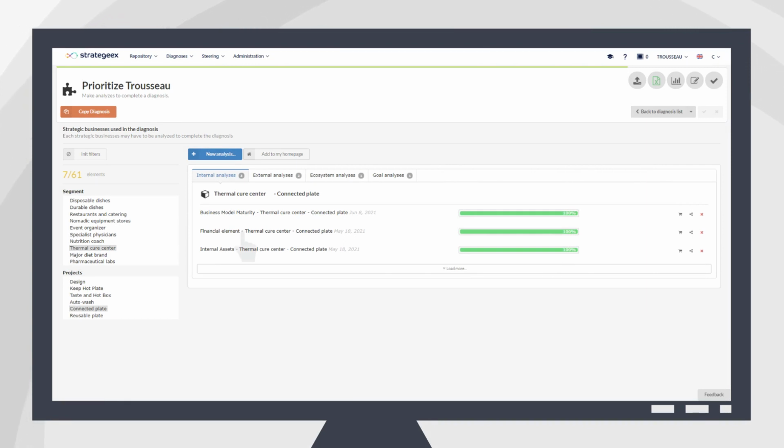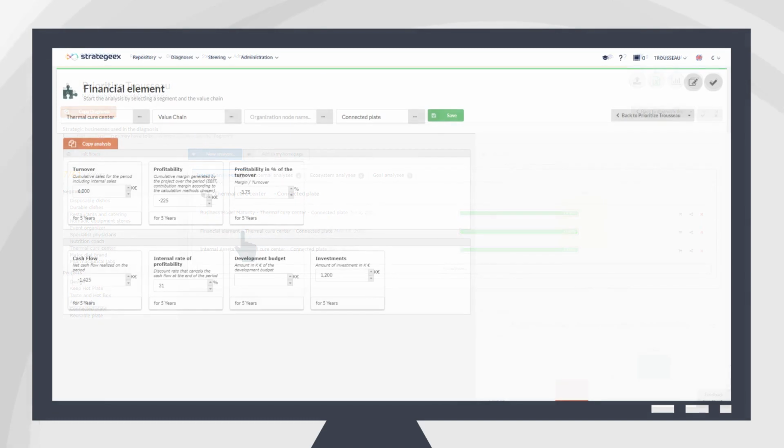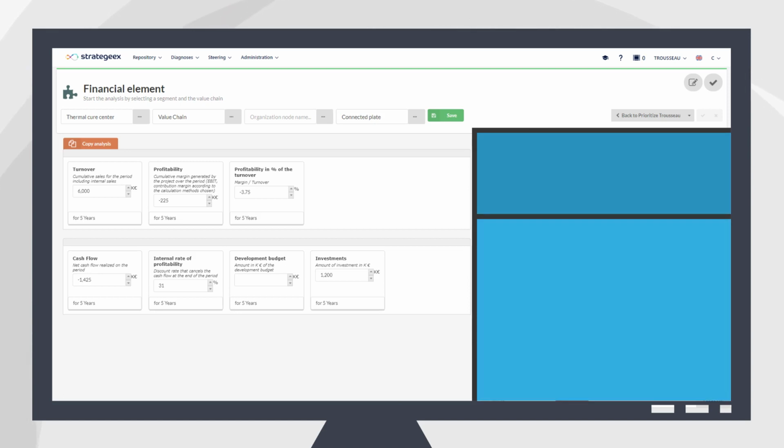Once you have answered the questionnaires about the maturity of your BMC, it is time to move on to the financial analysis of the project. In order to complete this questionnaire, you need to master certain financial concepts. We will therefore take the time to remind you of them.